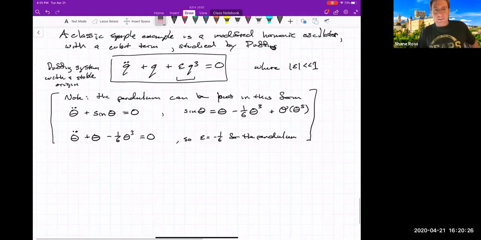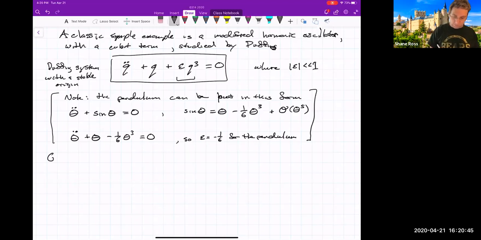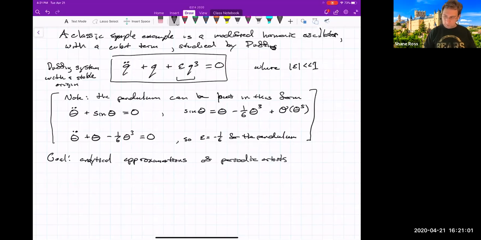You could just try looking at phase space and seeing that everything's closed for small enough epsilon. So when you suspect that there are periodic orbits, then you can try to write out what the solutions look like analytically. So the goal is analytical approximations of periodic orbits. We want Q as a function of time written analytically. We could do this numerically, try an initial condition and see it, but we want to get this analytically.